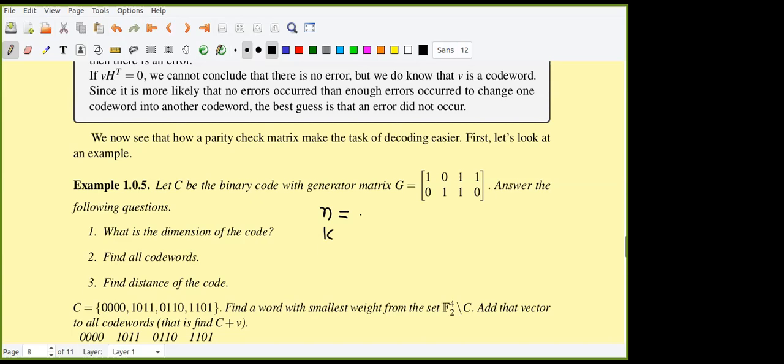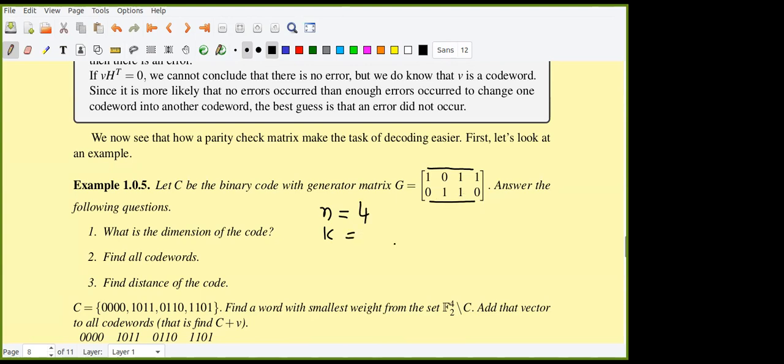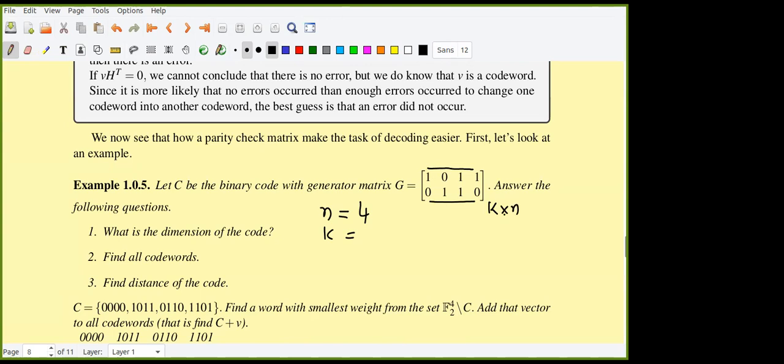2 raised to 4? No. N is the length of the code words. This is a code word, right? This is another code word. All code words come from a combination of these. So n equal to 4. You know that the generator matrix is k cross n. So n equal to 4. What is the k value now? 2. Correct. So k equal to 2.